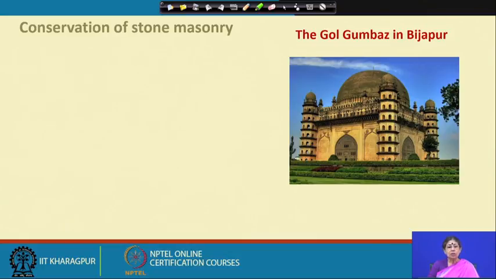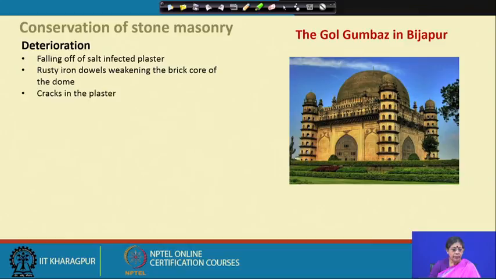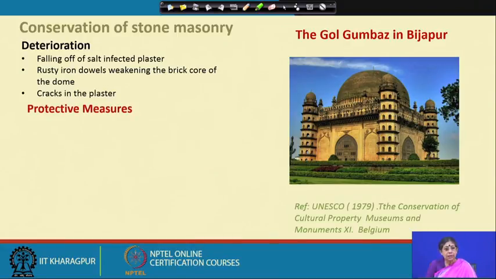Let us talk about the Golgotha in Bijapur. It is another very interesting structure, known for its dome and the acoustic property of the dome. Let us see what types of deterioration happen in Golgotha. First of all, the falling of salt-infected plaster and rusty iron dowels weakening the brick core of the dome. It is a masonry structure of brick, and there are cracks in the plaster. So, let us see what protective measures were taken in this case.